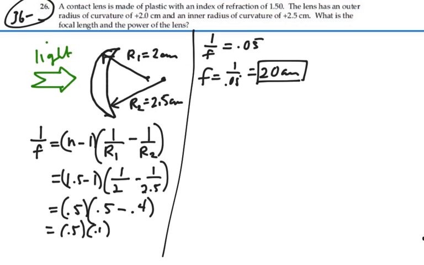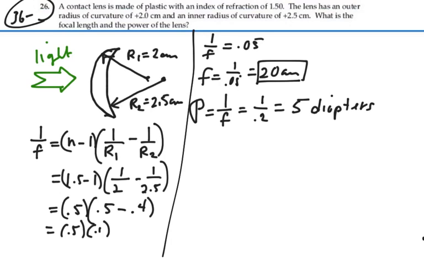So we have a focal length which is a positive 20 centimeters, which means we have a converging lens, and the power is defined to be 1 over the focal length. So that's going to be 1 over the focal length in meters, so that's going to be 1 over 0.2, or 5 diopters. That is the power of this lens. It's positive. So that is a converging lens.